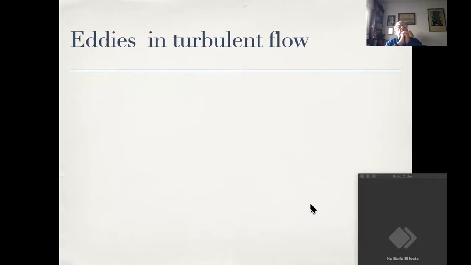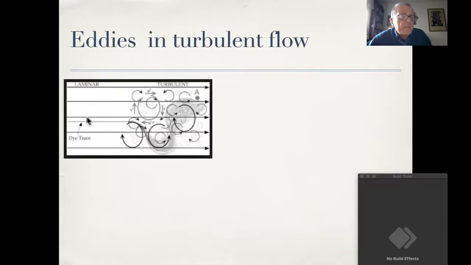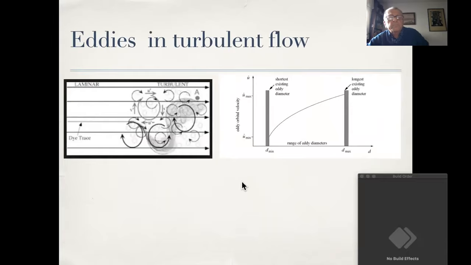And the understanding of a turbulent flow lies in what happens to the eddies in the liquid. Here is a transition. There is a laminar flow, and there are these turbulent eddies, and I make the following picture. We have the dimensions of those eddies. There are large eddies and small eddies. And here is the eddy orbital velocity, that is how fast the liquid is rotating, basically. And as you see, this velocity increases with the dimension of the eddy.